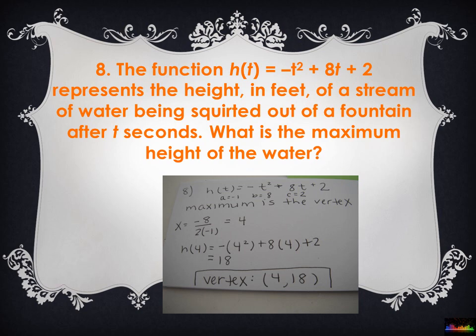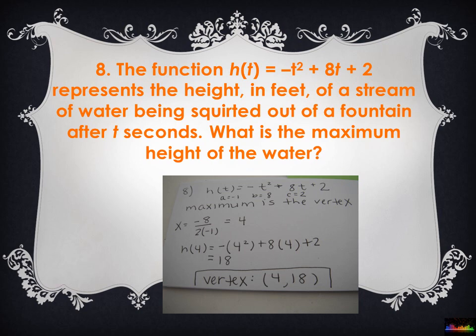We have a quadratic equation in standard form. So to find the vertex, you do negative b over 2a. Our a value is negative 1. Our b value is 8. So to find the x value of our vertex, we get negative 8 over 2 times negative 1, which is 4. So the x value of the vertex, which is the maximum, is 4.